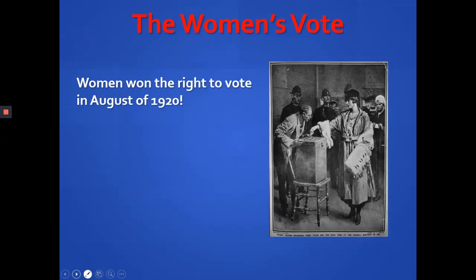So women won the right to vote in August of 1920, so it has been just over 100 years since women earned the right to vote. So it's not been that long.